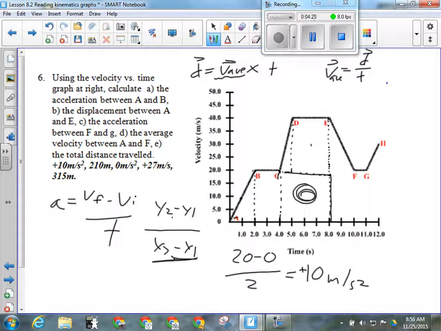So now it's just a matter of some area calculation. We got 20 times 2, which is 40, divided by 2 is 20. This rectangle here is 20 times 2, which is 40. This rectangle here is going to be 20 by 1, 2, 3, 4, so that's going to be 80. This triangle here, how tall is it?